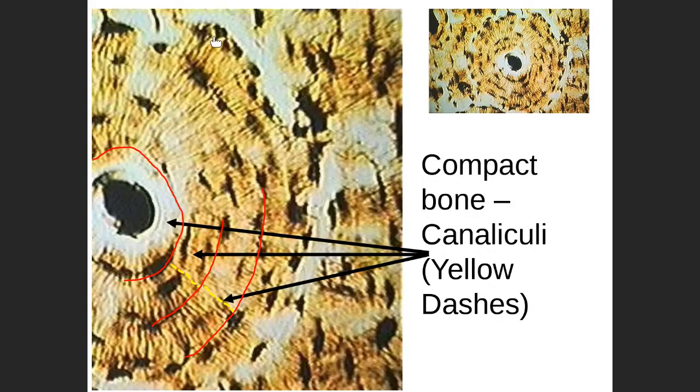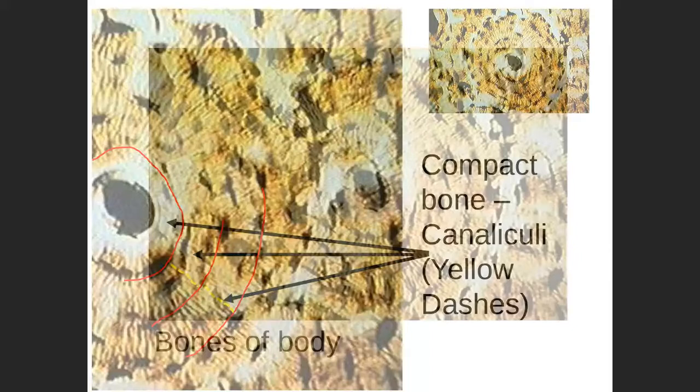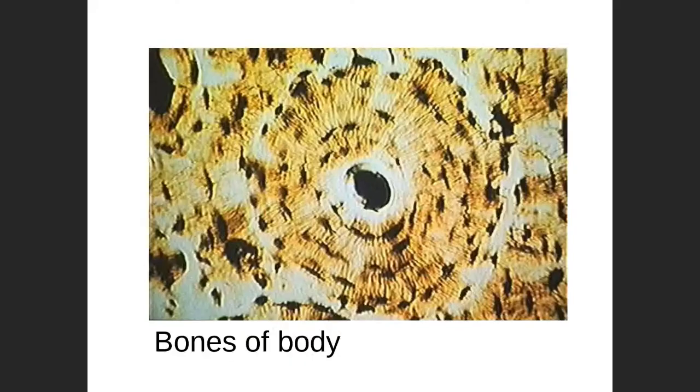And basically, inside these lacunae, the osteocyte cells live. But what they do is they can communicate with one another. They can share nutrients with one another through these canaliculi. So it's really kind of a neat thing. So you're going to find this type of tissue in the bones of your body.